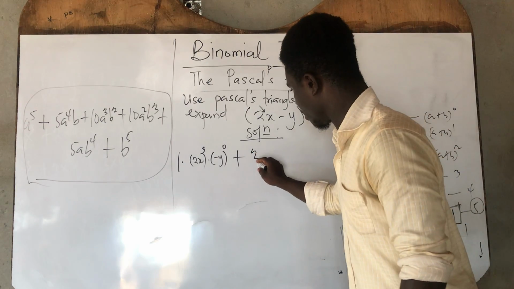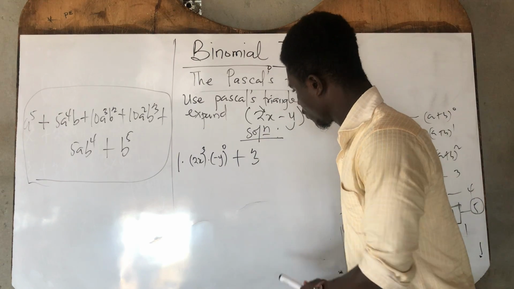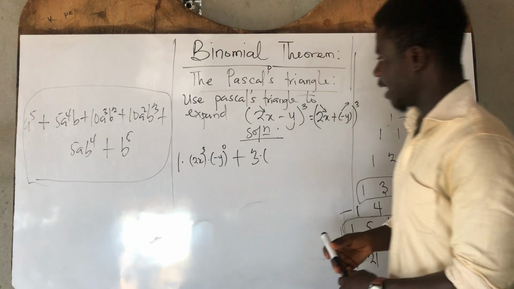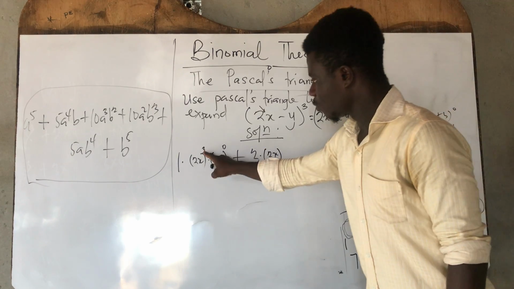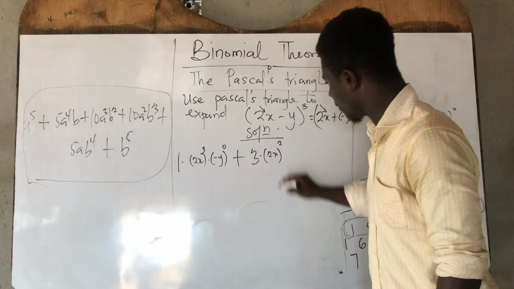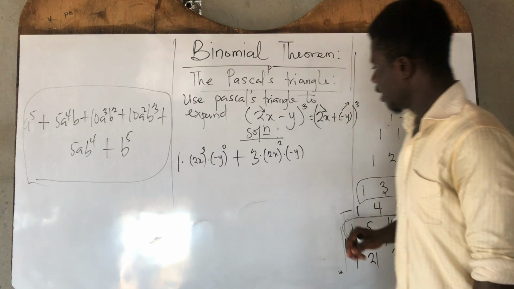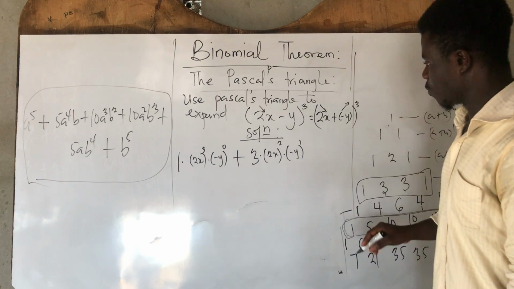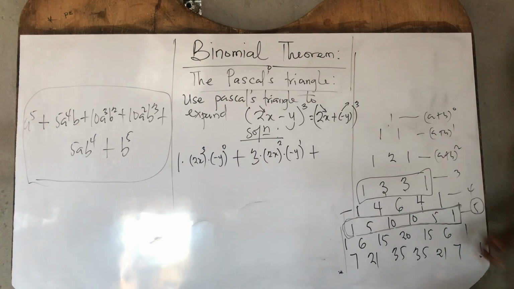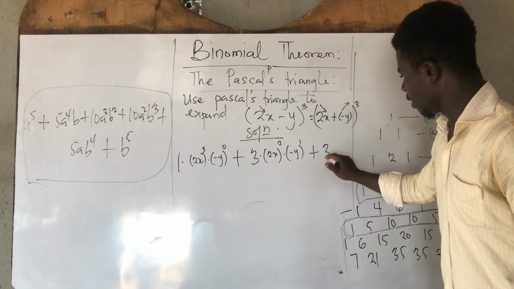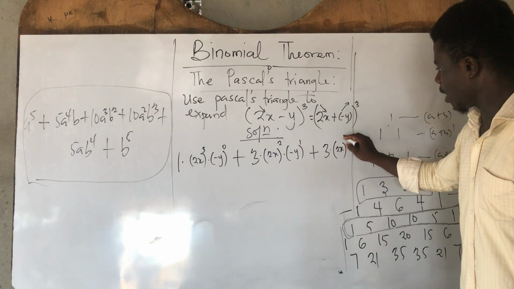3. So we have 3 times my 2x. So this one is decreasing, so it will be to the power 2 times minus y. It is increasing, so to the power 1. Then plus another coefficient, which is 3. So 3 times 2x. It will increase to the power 3.